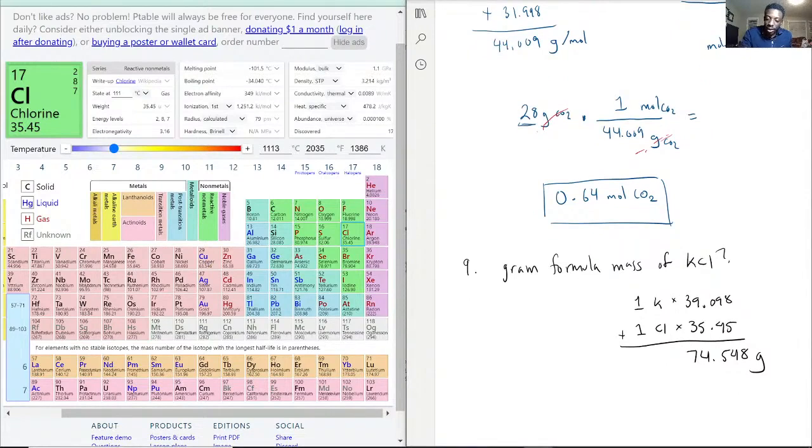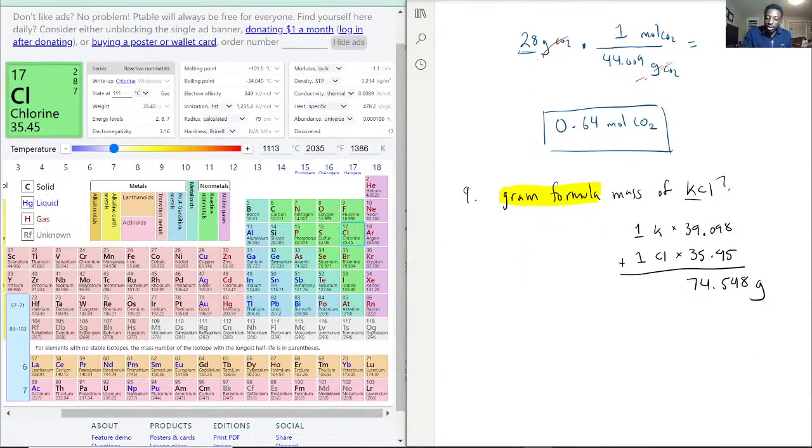But now they asked for the gram formula, so they're pretty much asking for the molar mass. So just make sure you keep your units, because they don't give us a value of how many moles of KCl we have. So for it to be completely correct, in my opinion, you need to make sure that you say it has 74.548 grams per mole of KCl, potassium chloride. This right here would be your answer.